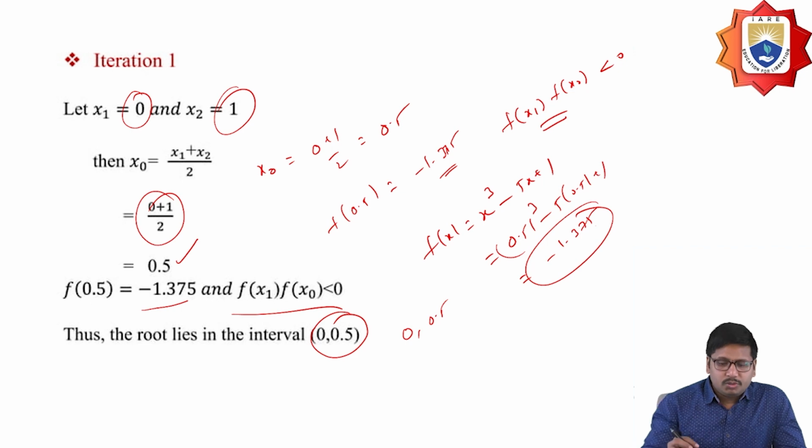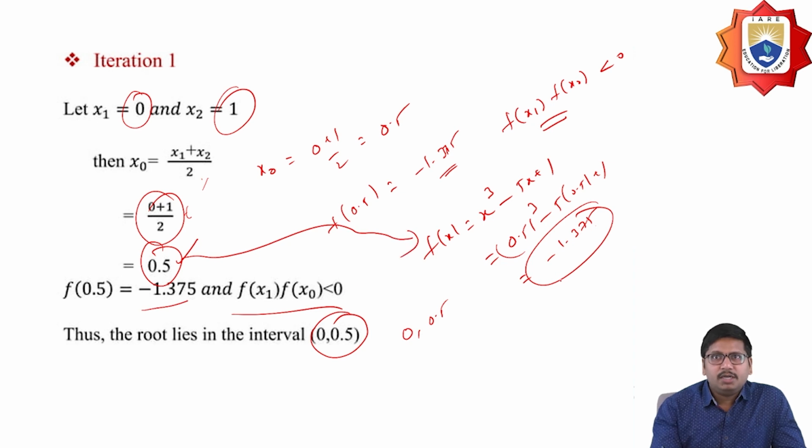So let us see the example. x1 is 0 and x2 is 1. After calculating x0, I get 0.5. After substituting this value in the corresponding function, I get this value. That means f of x0 times f of x1 is less than 0, so the root lies in between 0 and 0.5.